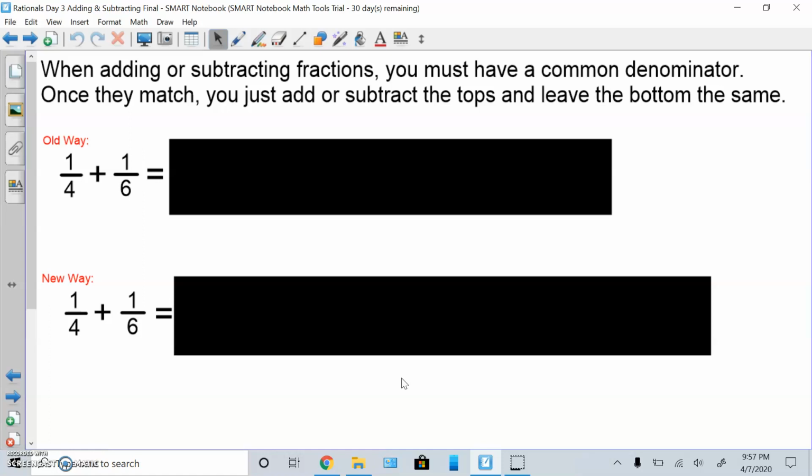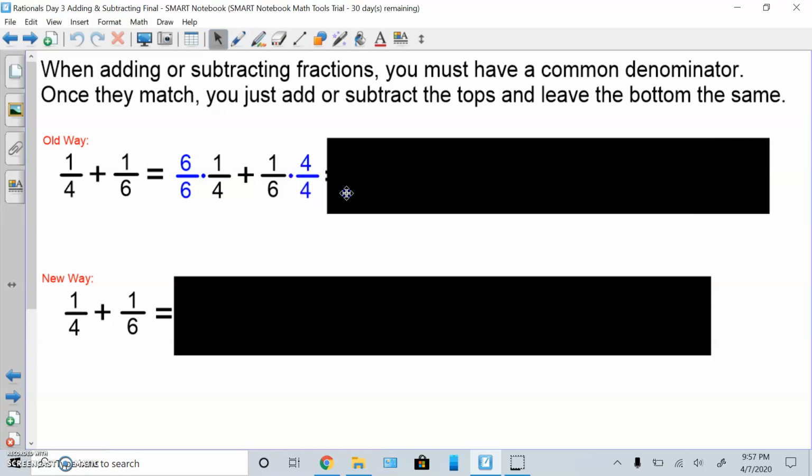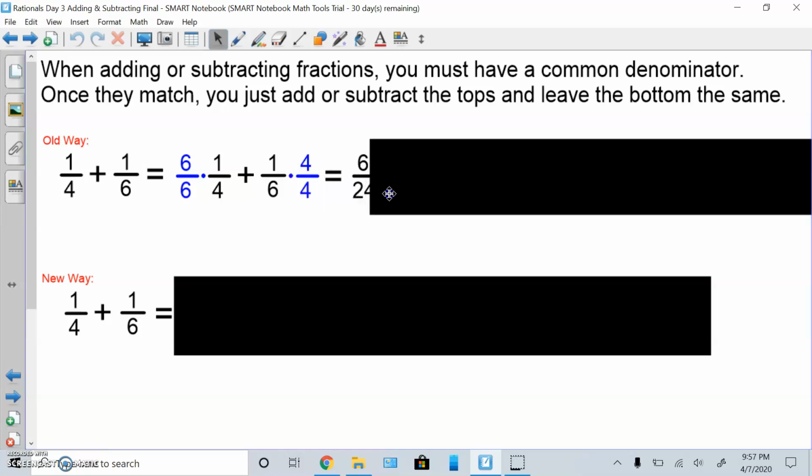Now many of y'all learned to do common denominators the old way, where basically you multiply each fraction by the other denominator. So this first one is missing a 6, so you'd multiply the first fraction by 6 over 6. The second fraction, you multiply by 4 over 4. All right, now let's multiply. 6 times 1 is 6, top times top, bottom times bottom. 6 times 4 is 24. That's the first fraction. Then the second one, 1 times 4 is 4. 6 times 4 is 24. That's the second fraction. Now the denominators are matching.